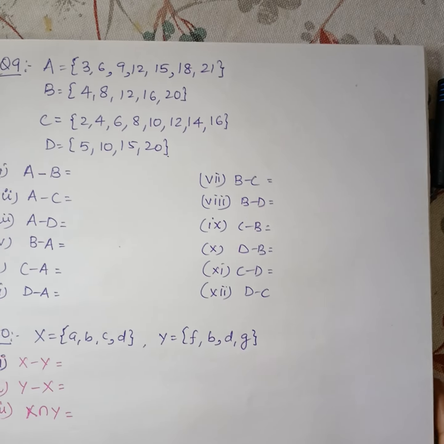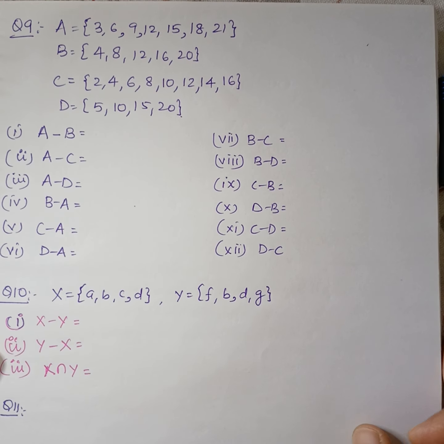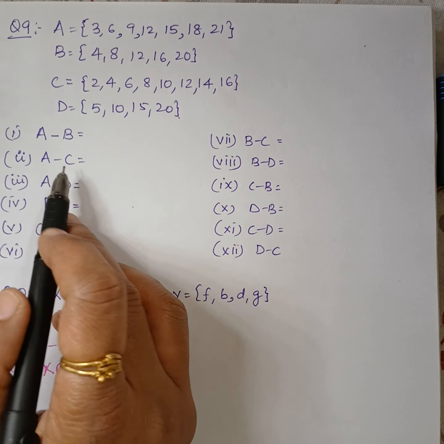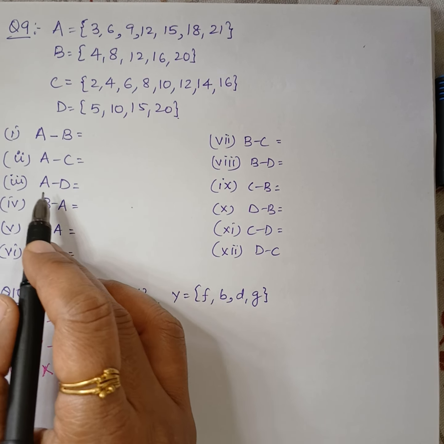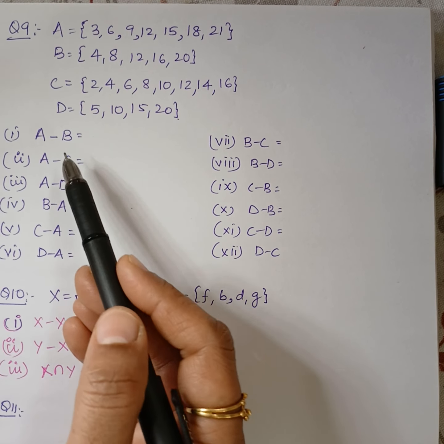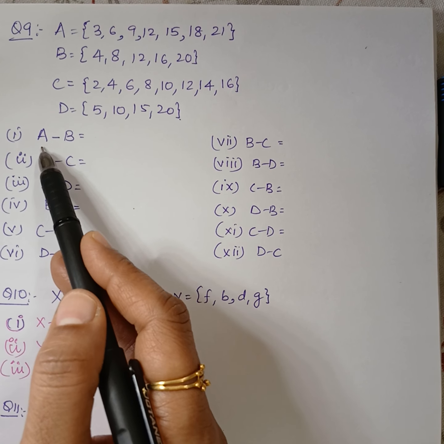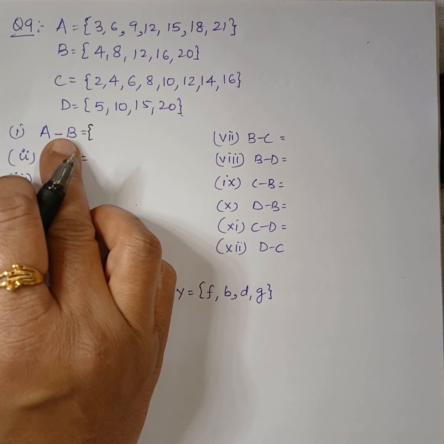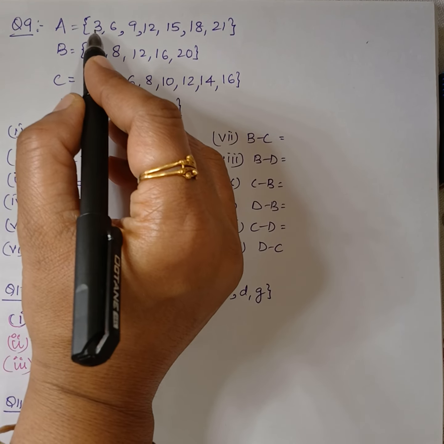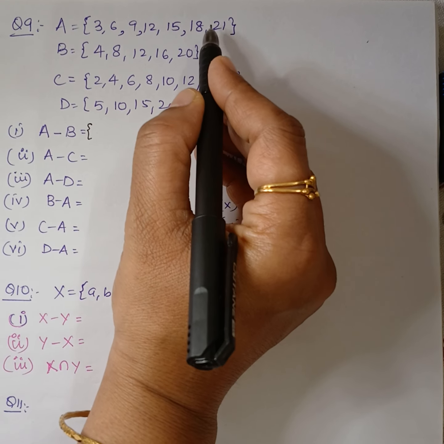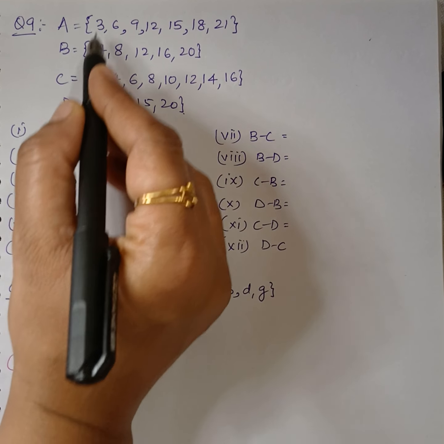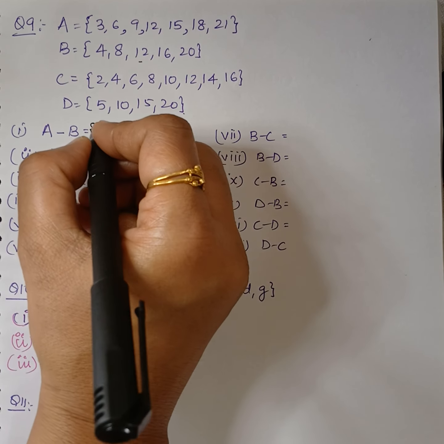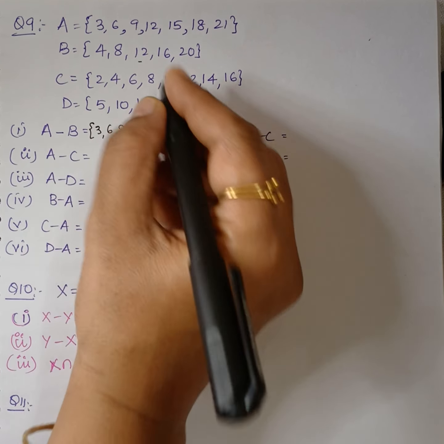Then we have the next question, question number 9. In question number 9, A, B, C, D are given. I have to find A minus B, A minus C, A minus D and all. Minus means I have to remove the elements of B from set A. I have to write all the elements of set A except the elements which are there in B. Like here in A, 3, 6, 9, 12, 15, 18, 21 is there. Which element of B is there in A? Only 12 is there. So I have to remove this element from A and write A like this: 3, 6, 9. 12 is there.